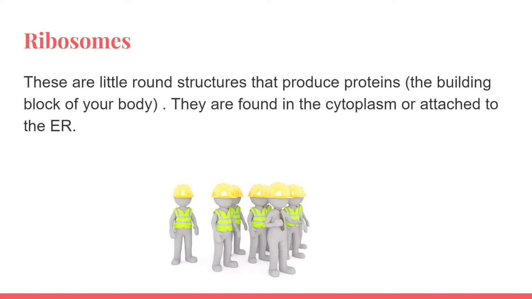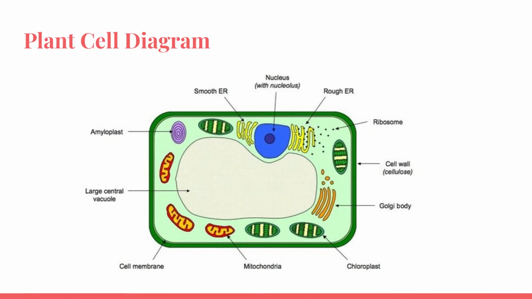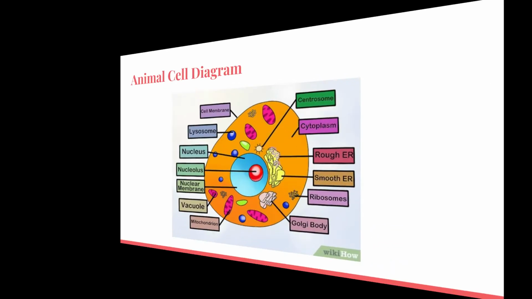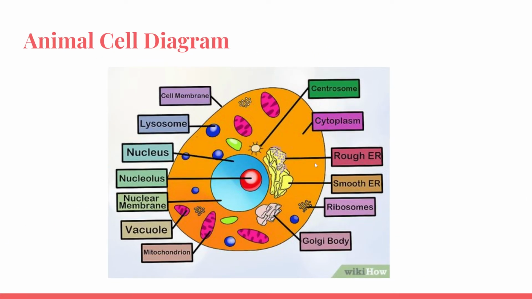They're found in the cytoplasm or attached to the ER. ER stands for endoplasmic reticulum. We'll learn about that soon. As you can see, we can see the rough ER right here, which has the same little dots, which are the ribosomes.